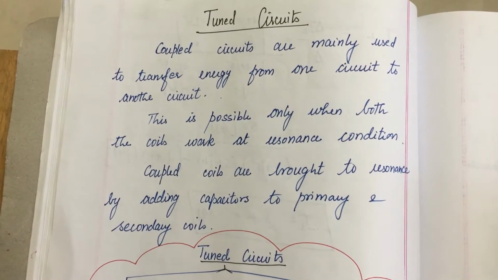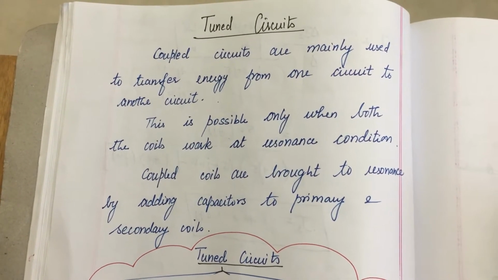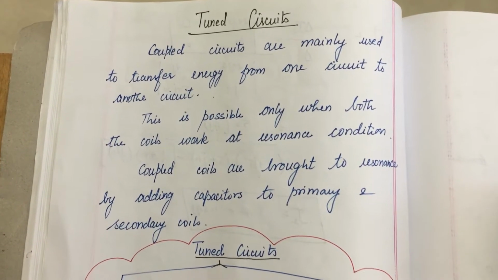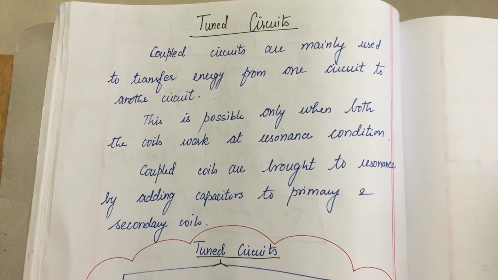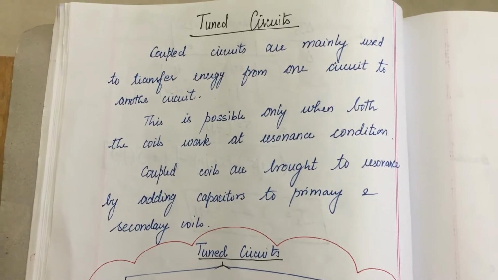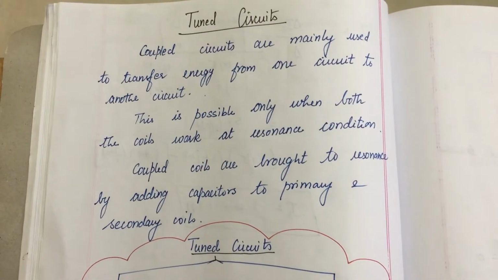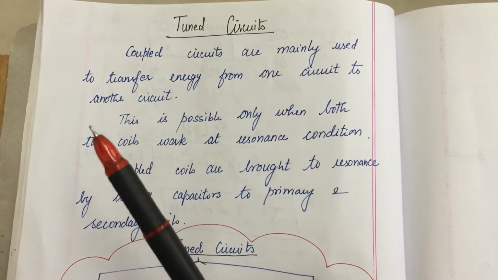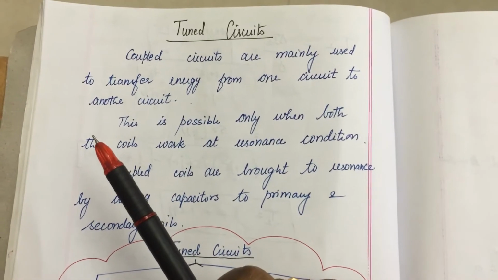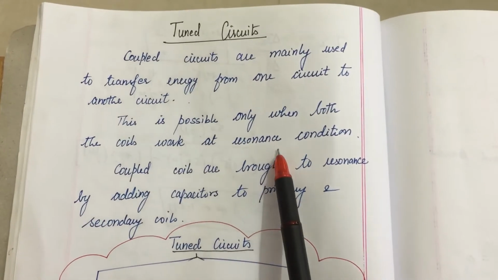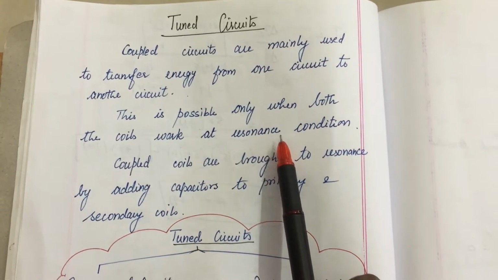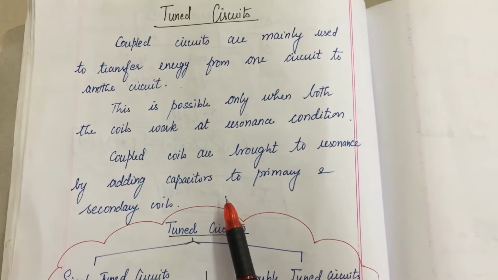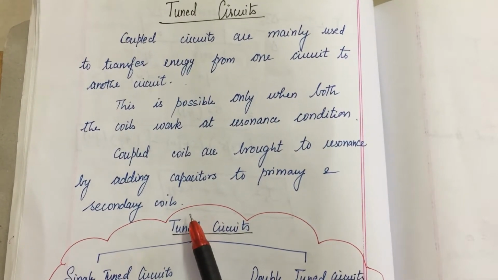In this lecture, we are going to see what tuned circuits are. Tuned circuits are nothing but coupled coils in which a capacitor is added to the primary or secondary coil. Coupled circuits are used to transfer energy from one circuit to another, and this transfer is possible only during the condition of resonance, and resonance is attained only when the circuit is tuned. So tuning can be attained by adding a capacitor to the primary or secondary coils of the coupled circuits.